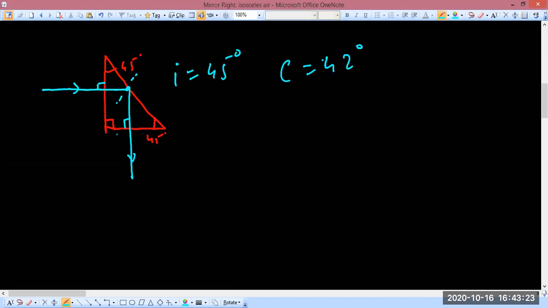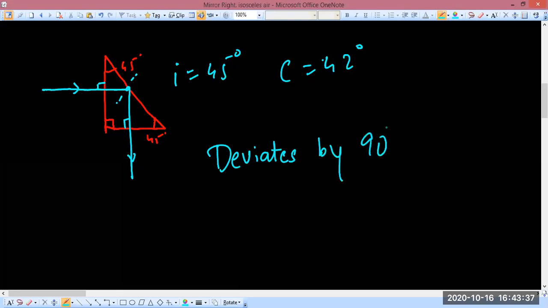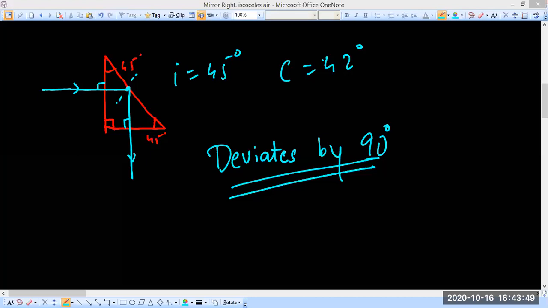So this is a kind of prism that actually diverts or deviates light by 90 degrees. Okay, do you understand this sentence? Deviates by 90 degrees, right? Okay, understood? But in this, a really nice thing happens.